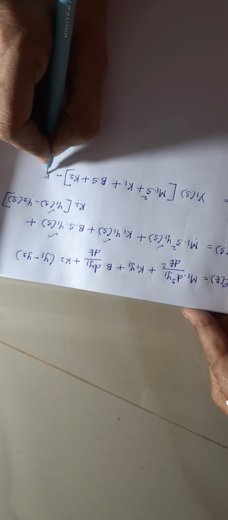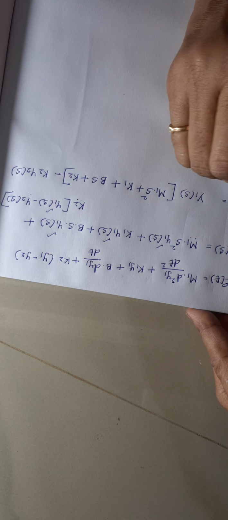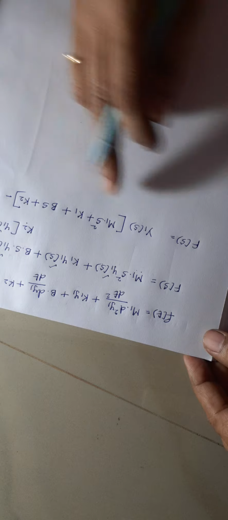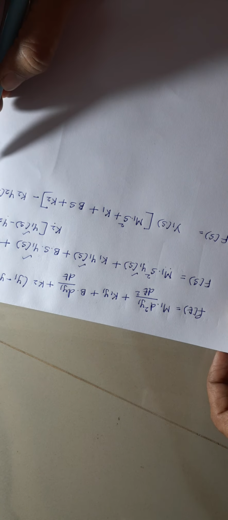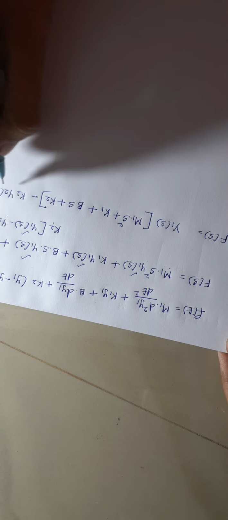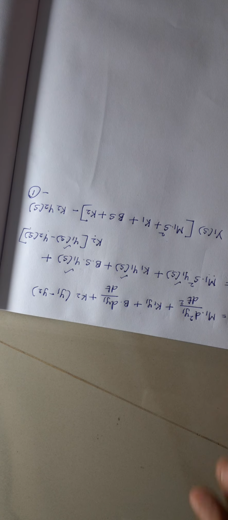So minus k2 into y2 of s. This is your expression f of s. Okay, now your expression f of s gets modified like this. So just name it as equation number 1.